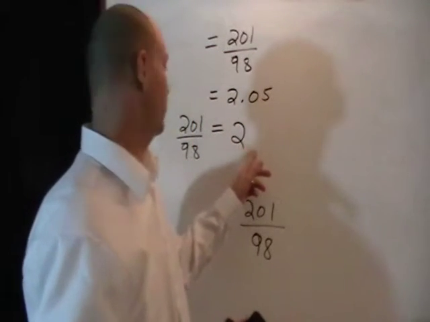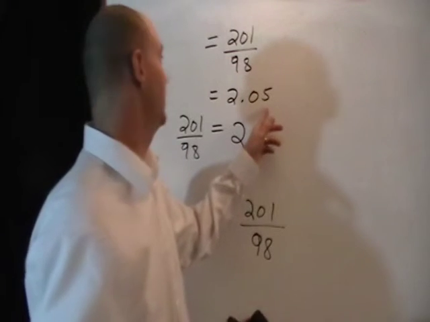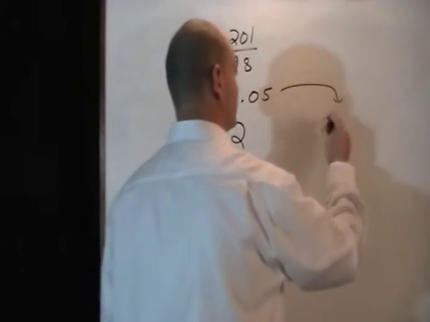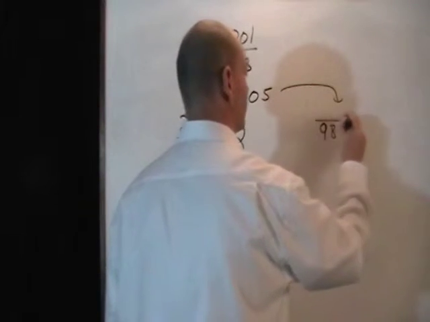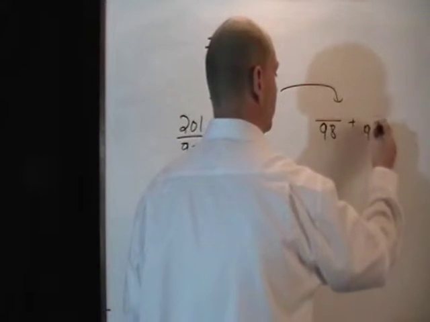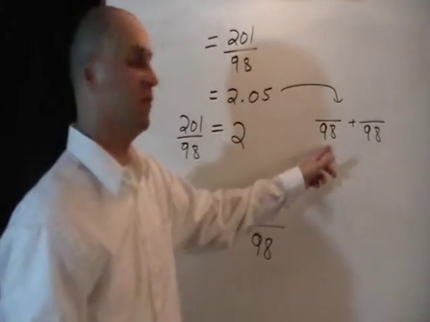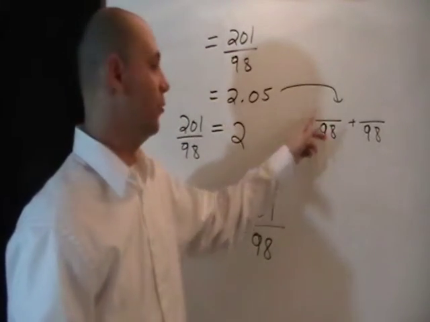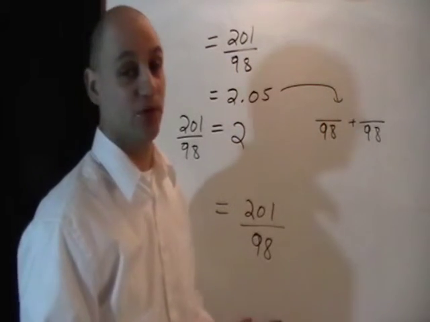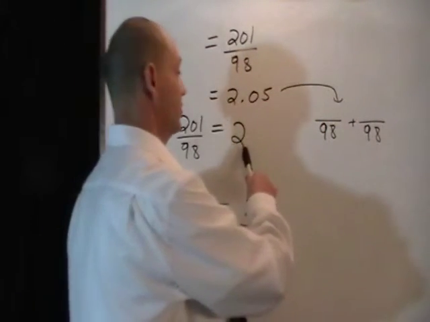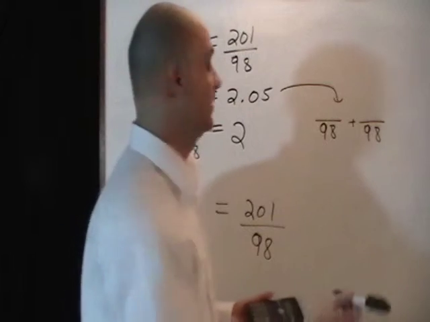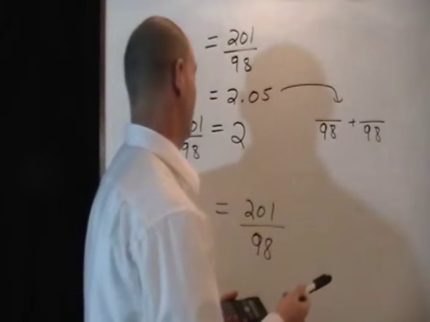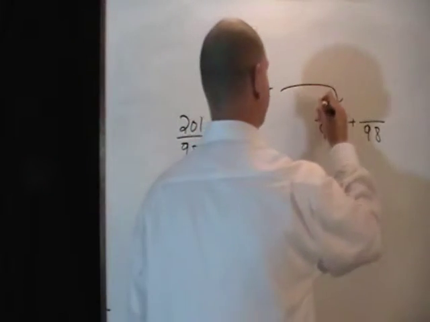So what we're going to do is, we're going to split this 2.05 into two fractions of 98. And the first one we want to figure out is, what is 2 as a fraction of 98? What number divided by 98 will equal 2? And the way to get that is to simply take 2 times 98. And it's going to be 180 plus 16, which is 196.